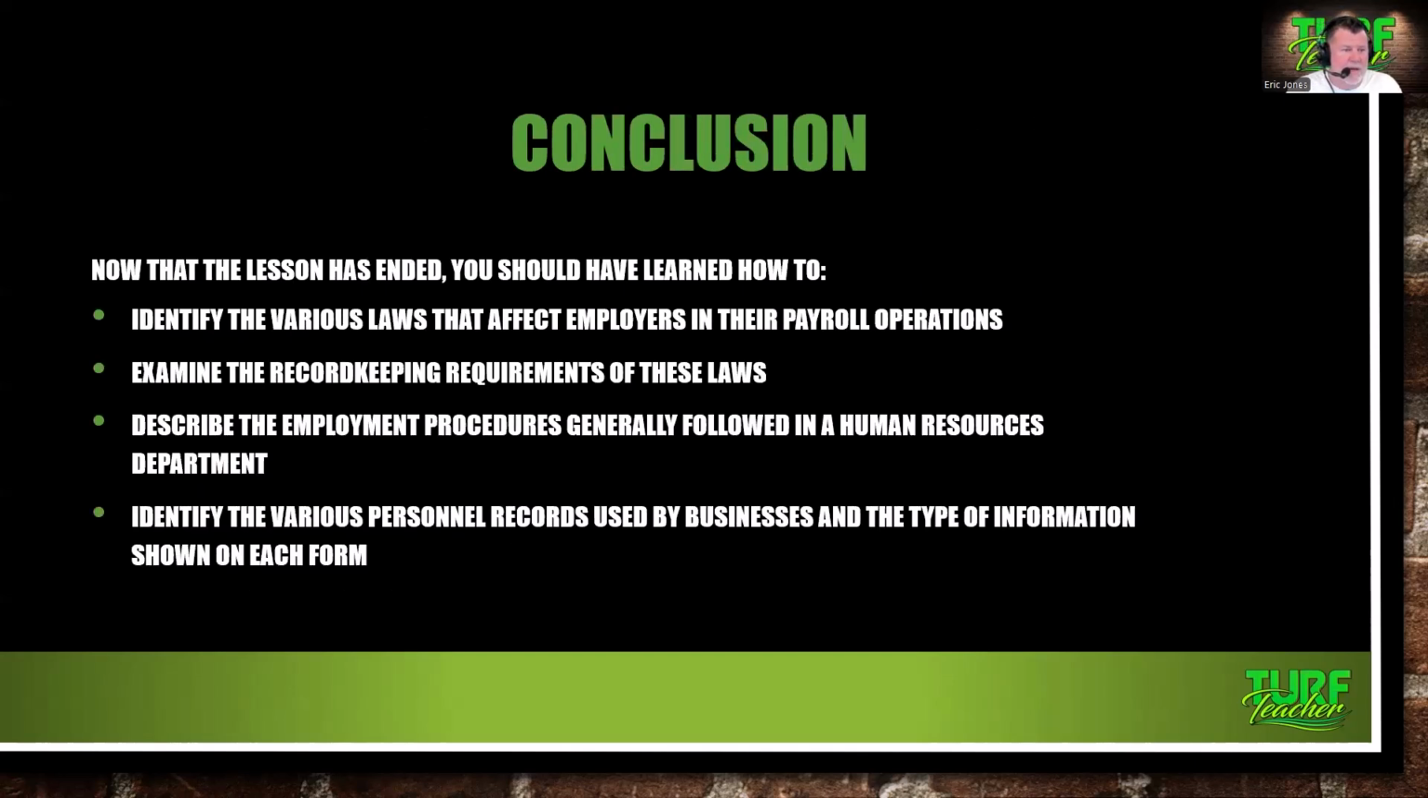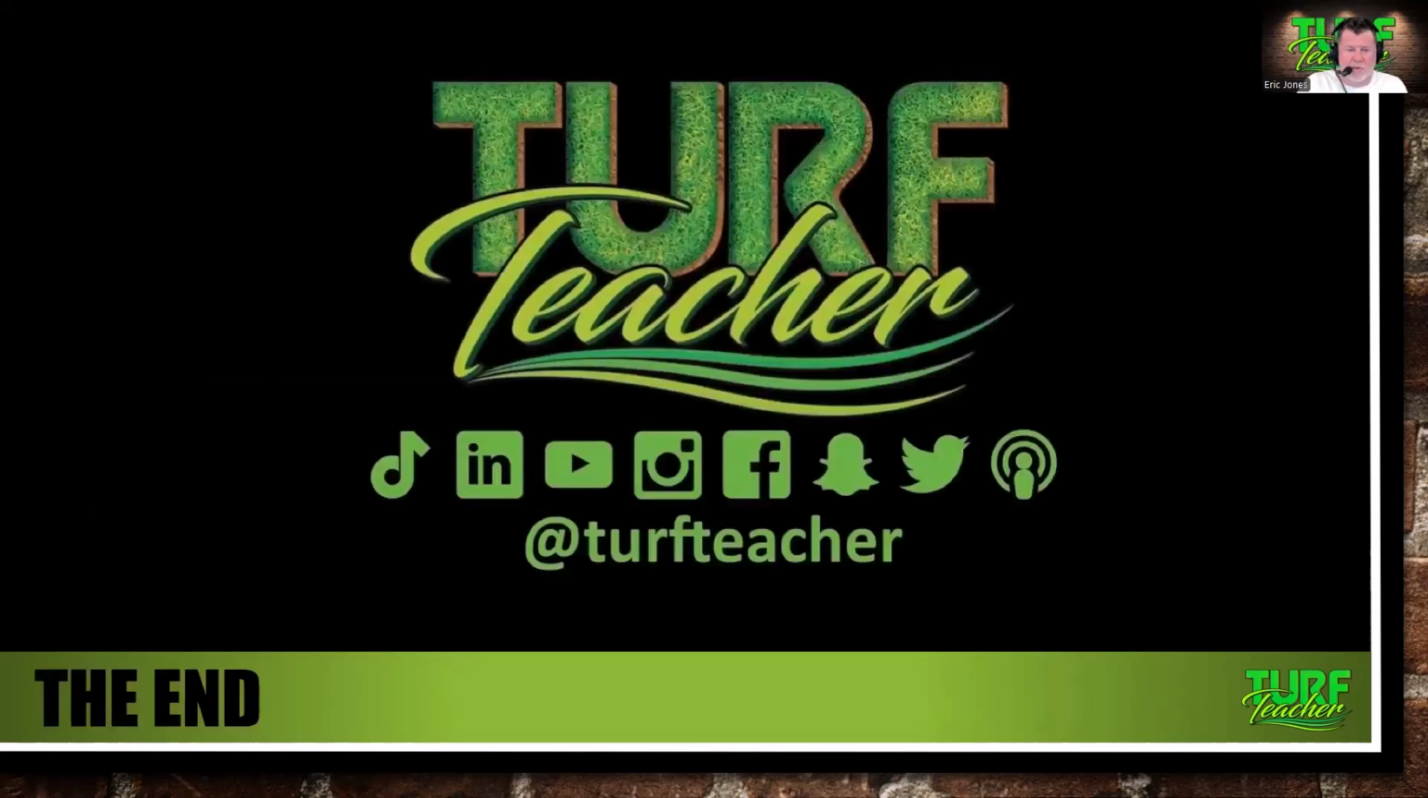And for our conclusion, now that the lesson has ended, you should have learned how to identify the various laws that affect employers and their payroll operations, examine the record-keeping requirements of these laws, describe the employment procedures generally found in a human resources department, and identify the various personnel records used by business and the type of information shown on each form. And just like that, we have gone through payroll and personnel records. I'm going to go ahead and stop the share.